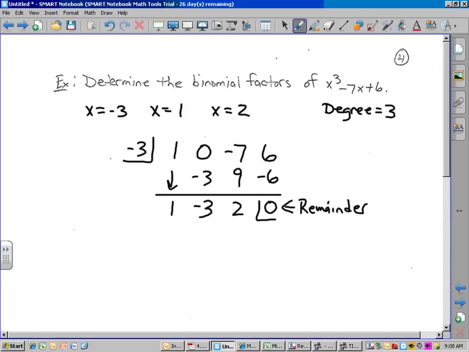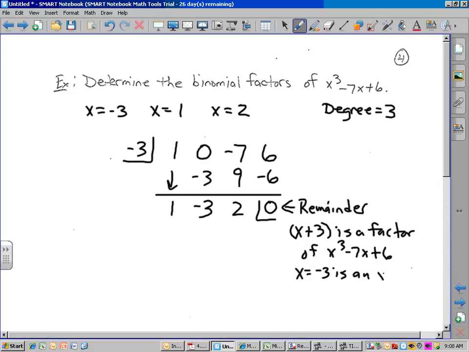That tells me that x minus -3, the opposite of that, x plus 3, is a factor of x cubed minus 7x plus 6. Also tells me that x equals -3 is an x-intercept. We already knew that, though. That's how we found this. Okay, so we can move the -3 over, and we can say x plus 3 is a factor.